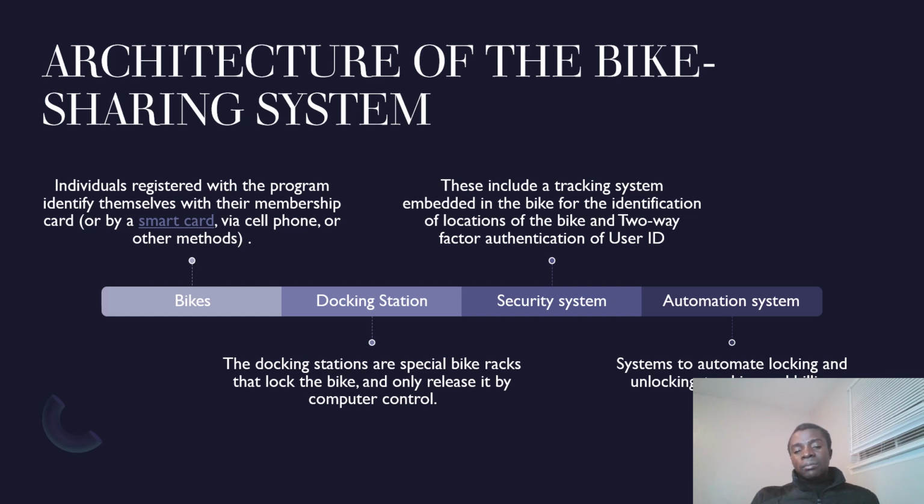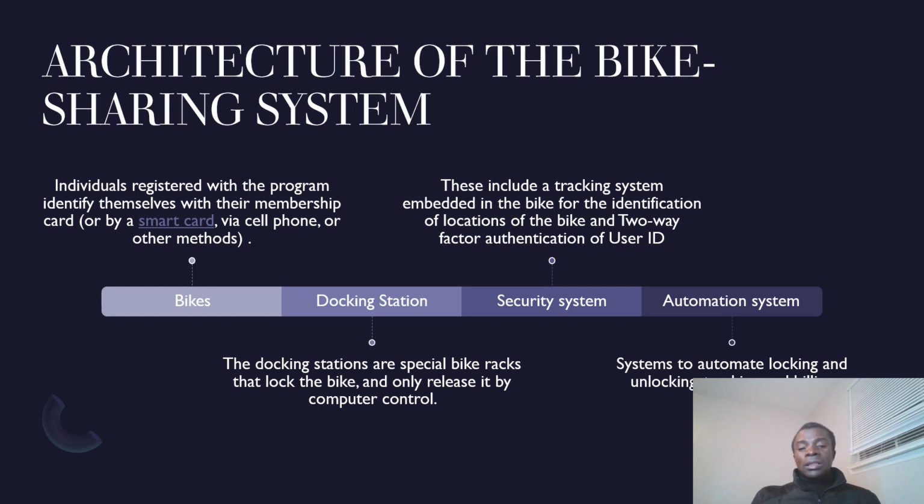Docking station: this is a station with special bike racks that lock the bike and only release the bike to the renter through a computer control system, which takes information from the user interface to release the bike to the person.